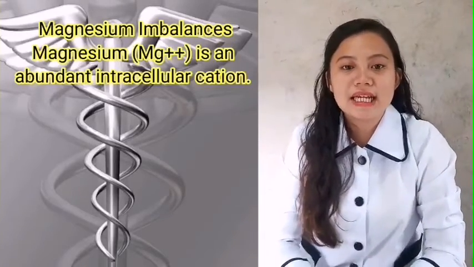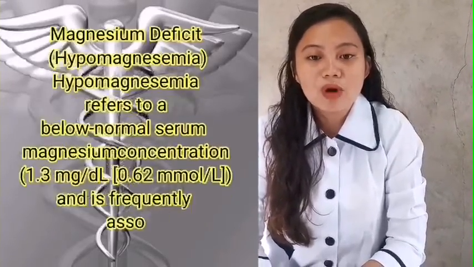Magnesium is an abundant intracellular cation. It acts as an activator for many intracellular enzyme systems and plays a role in both carbohydrate and protein metabolism. The normal serum magnesium level is 1.3 to 2.3 mg/dL, or 0.62 to 0.95 mmol/L. Approximately 1/3 of serum magnesium is bound to protein, and the remaining 2/3 exists as free cations, the active component of magnesium.